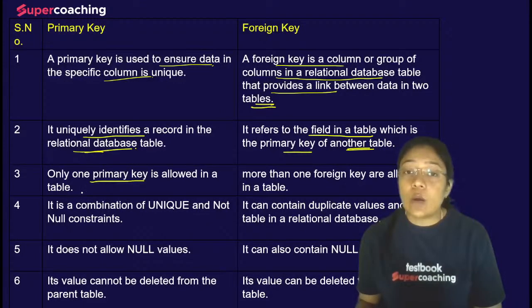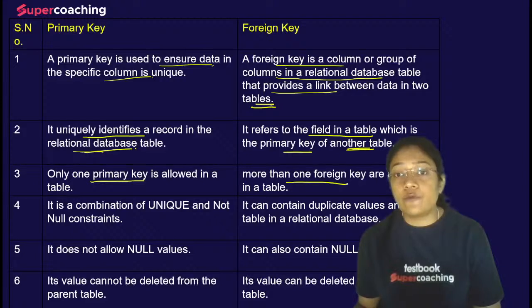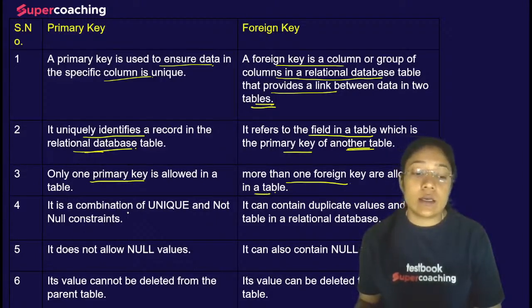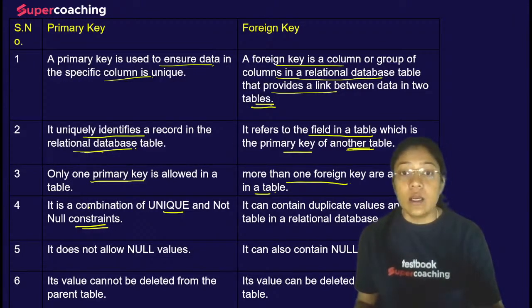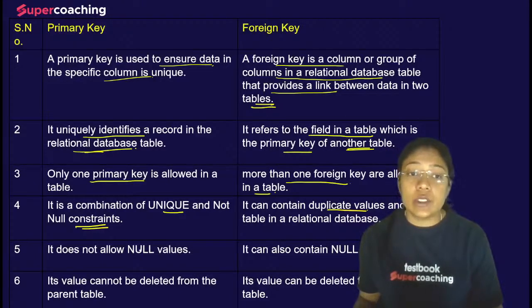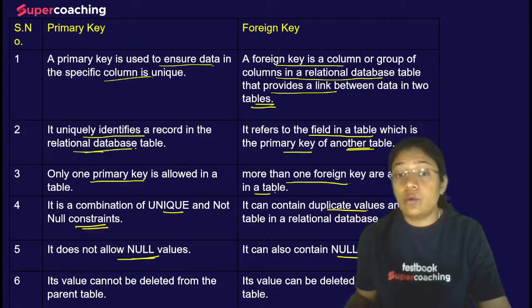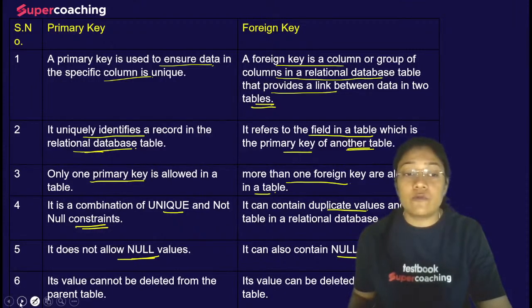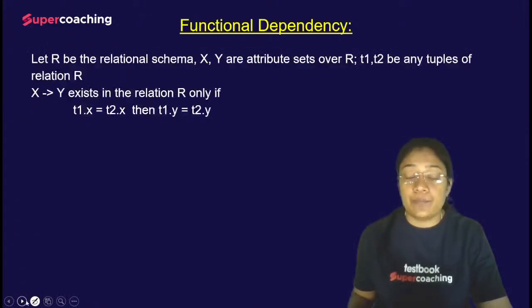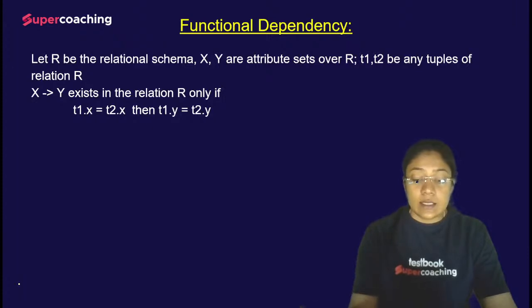One primary key is allowed in a table, whereas more than one foreign key are allowed in a table. It is a combination of unique and not null constraint. हमेशा unique values होंगी और not null होंगी. And in the foreign key, it may contain the duplicate values in a relation. It does not allow the null values. Foreign key allows the null values. The value cannot be deleted from the parent table because it may violate the rule, whereas the deletion can be taken from the child relation. Is this clear?